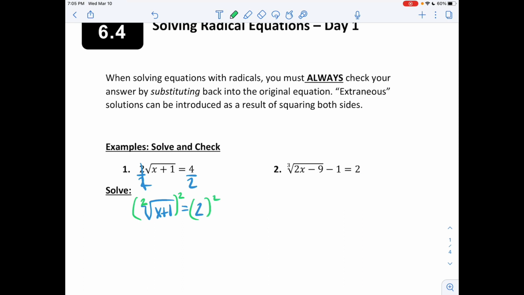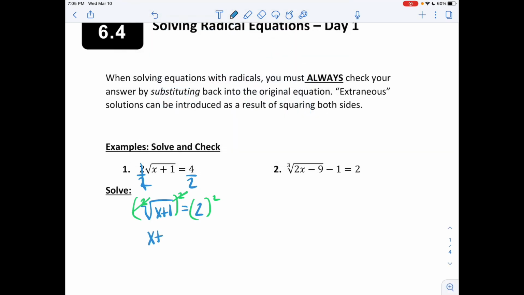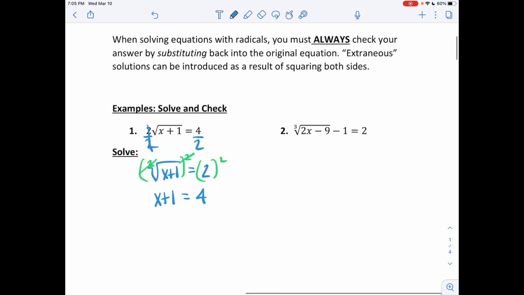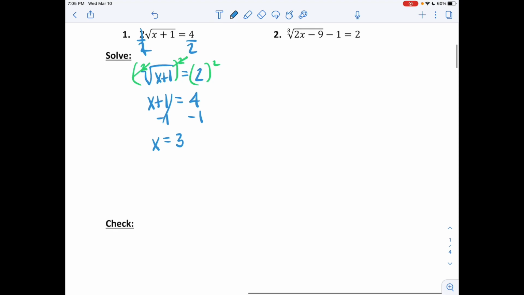Remember now, the whole purpose of this is that a root and a power cancel each other out, and that's going to leave me with x plus 1 on this side, and 2 squared is 4. Now I just need to keep going. Subtract 1 from both sides, and I get that x is equal to 3. Now I'm not going to box out a final answer quite yet. I need to check it first.